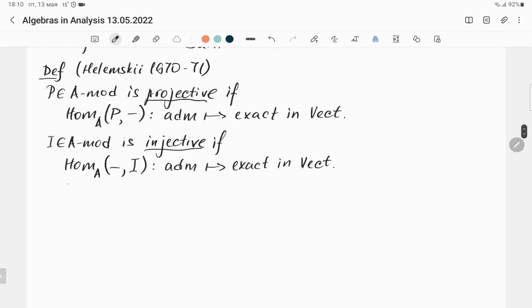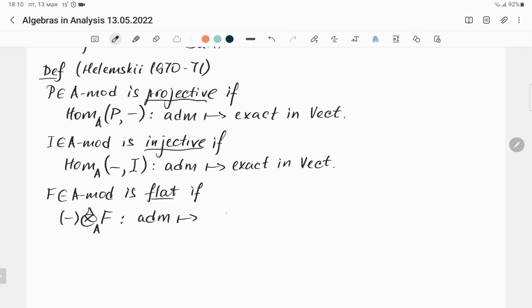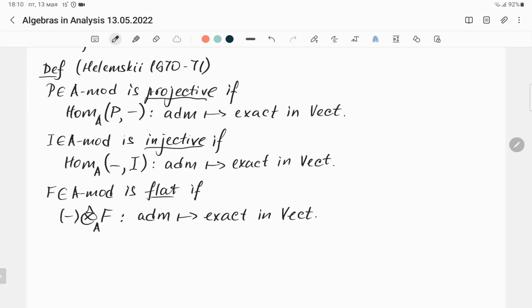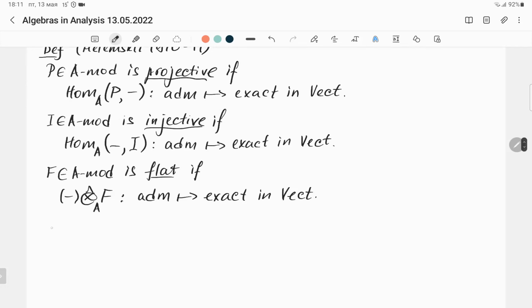And finally, we say that a left Banach A module F is flat if the projective tensor product functor defined on the category of right Banach A modules is exact in the same sense. It takes admissible sequences of modules to exact sequences of vector spaces.